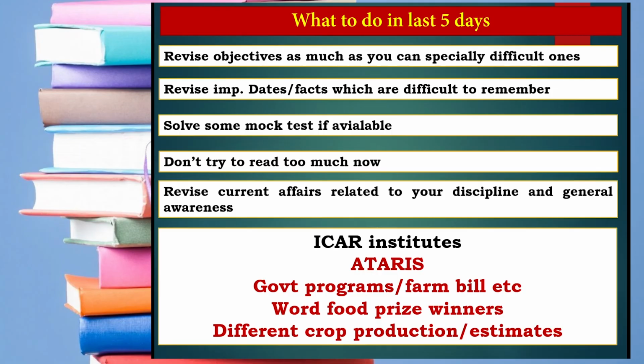Okay, and you should also revise different crop production. What was the exact crop production of rice, wheat? What is the position of our country? What are the new estimates? What is the share of agriculture in GDP presently, right? What is the extension worker to farmers ratio now? How many KVKs are there? These types of important information you have to collect from Google.